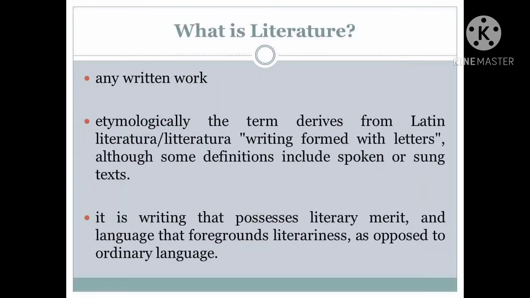To begin with, let us identify first what is literature. Literature is any written work. It is derived from the Latin term literatura, which means writing formed with letters. Oftentimes, literature is any writing that has literary merit and language that foregrounds literariness as opposed to ordinary language.